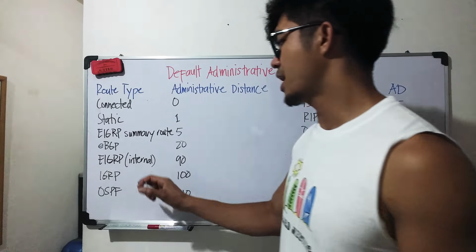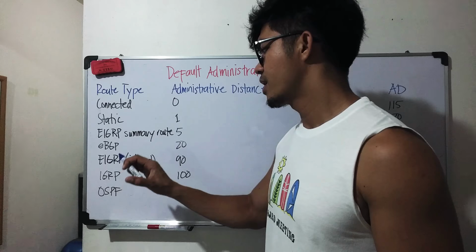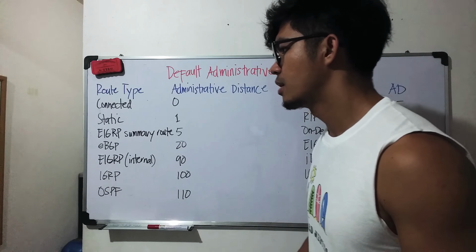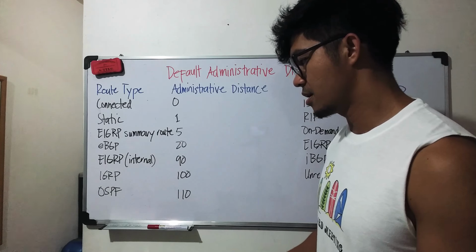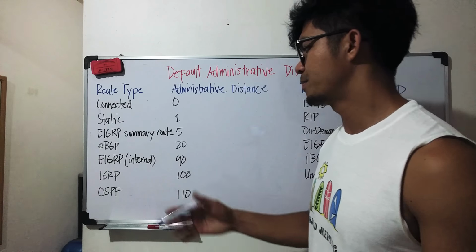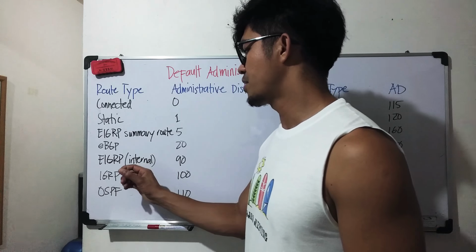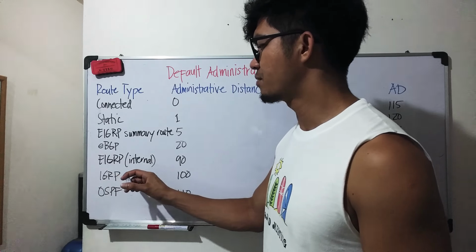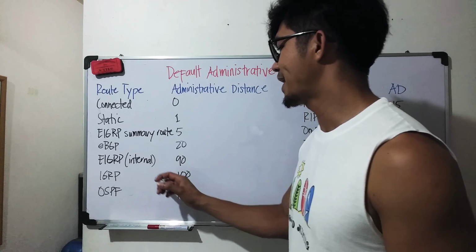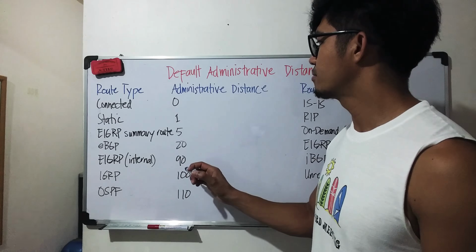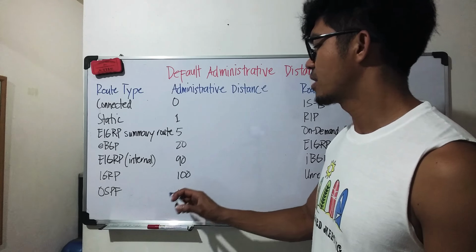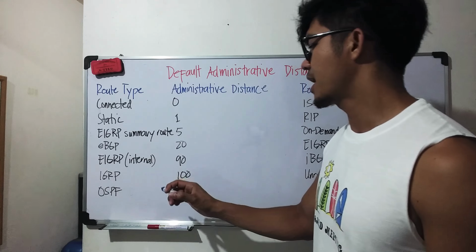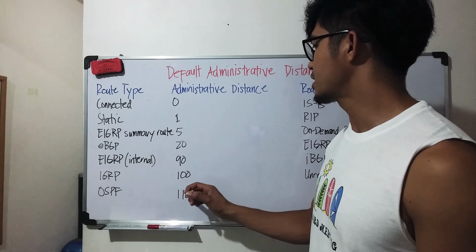IGRP, which is an old version of EIGRP. This route doesn't exist in networks nowadays, but it's still here for reference. IGRP stands for Interior Gateway Routing Protocol. It has an administrative distance of 100. OSPF, of course, stands for Open Shortest Path First, and has an administrative distance of 110.